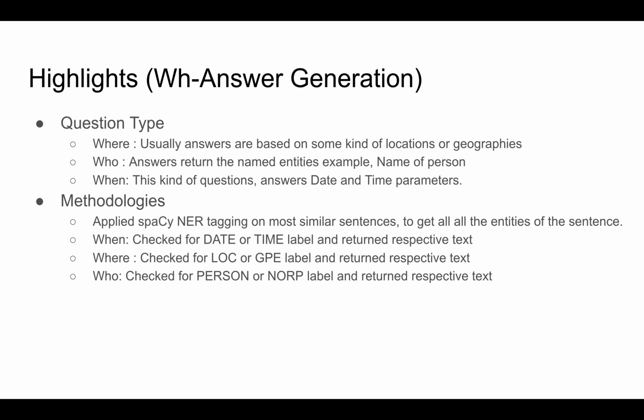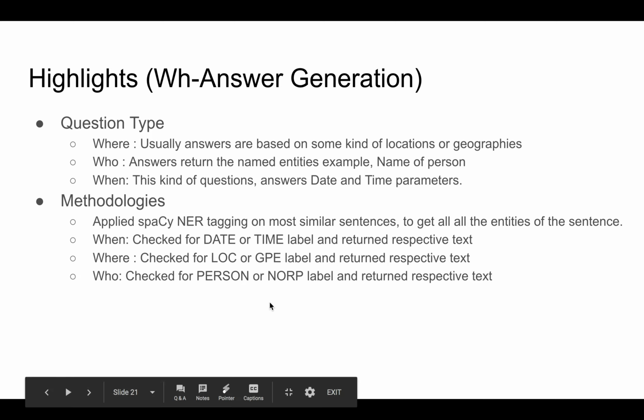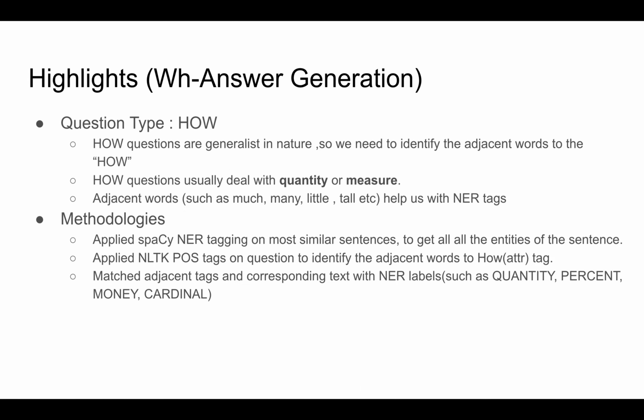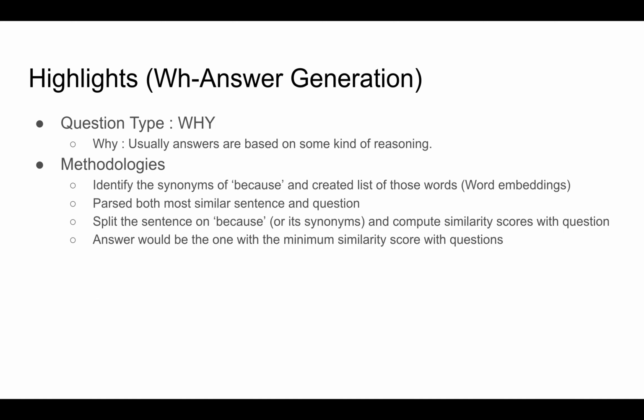Then let's move on to the answer generation part. For the WH question answering, the where, who, and when questions, we first check their corresponding NER labels and return the respective text. For how questions, we know that they often deal with quantity or measure, so we return the corresponding text with the NER labels including quantity, percent, money, or cardinal.